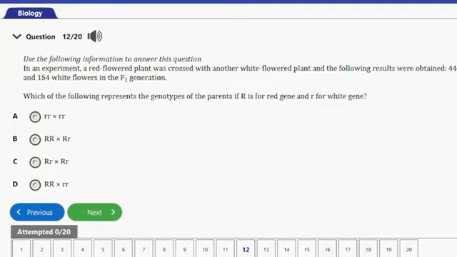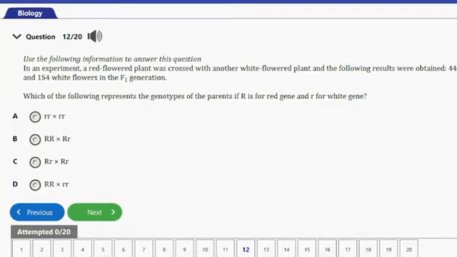So guys, one thing we need to consider is the ratio. If you check out this, you will notice that the ratio between the red flowers here and the white flowers produced is 3:1, because when you divide 448 by 154, you're going to have 2.9, which is approximately 3. So it means that the ratio between the 448 red flowers and 154 white flowers is actually 3:1.